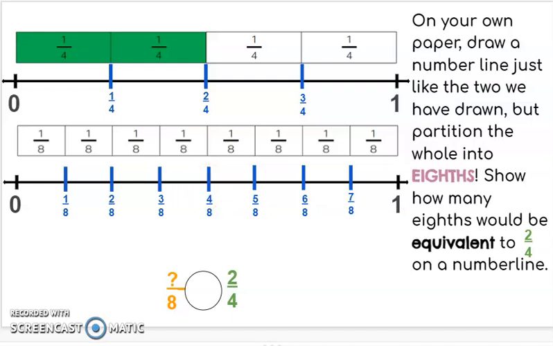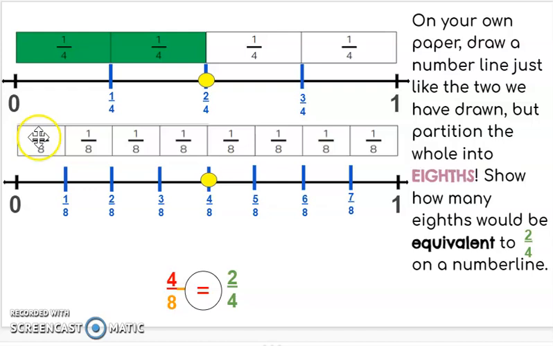So if I am looking at 2/4 on my number line, what spot would be equivalent on my 8ths number line? Did you find the same spot I did? I found that 4/8 on my number line would be equivalent, the same spot on the number line, as 2/4. So now my question is, how many eighths is going to be equivalent to 2/4? And what symbol would go down here in this circle? What do you think?